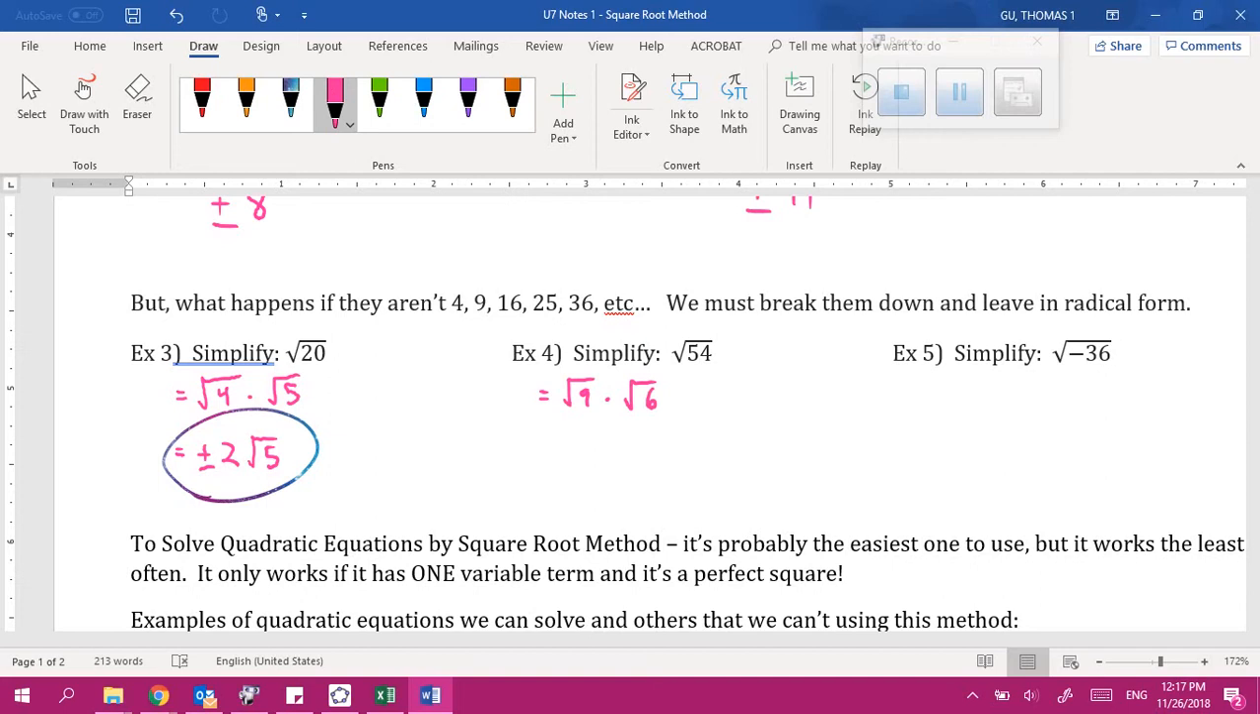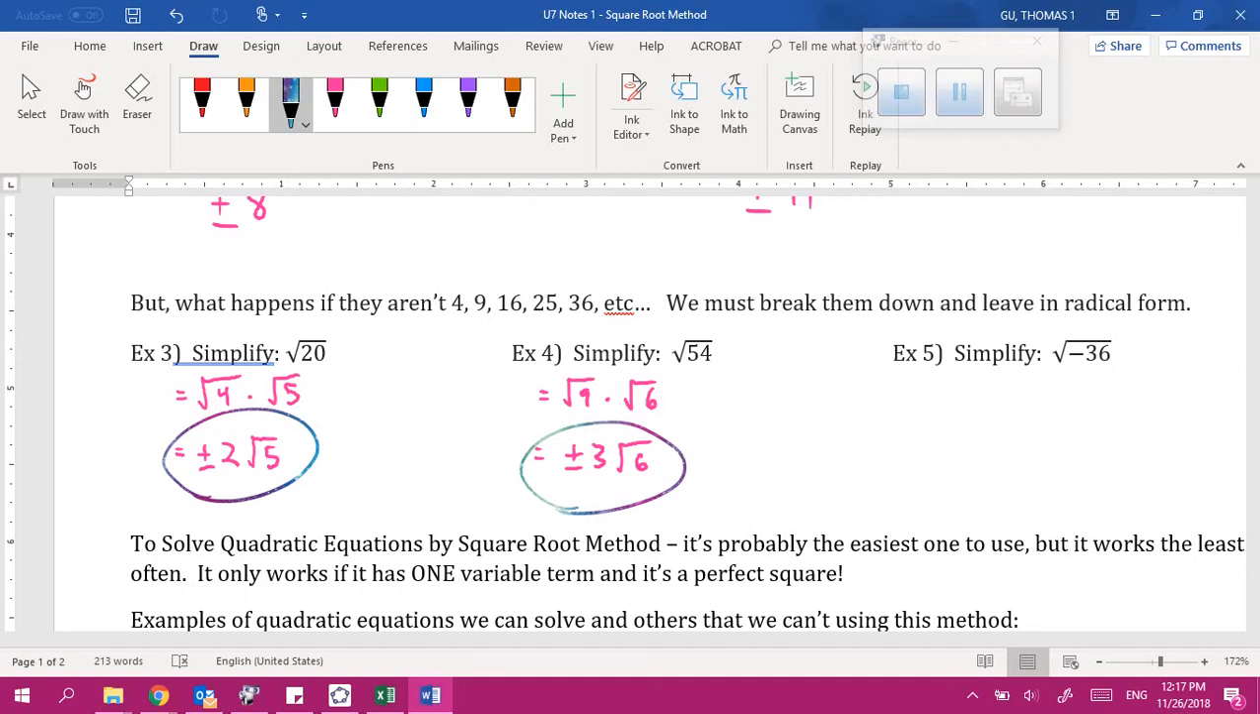You were close. The square root of 9 becomes what? Plus or minus 3. And then what do I also need to include? Just the square root of 6, just like this. Because the square root of 54 is the square root of 9 times the square root of 6, but the square root of 9 is plus or minus 3. So we get plus or minus 3 square roots of 6 as the answer.